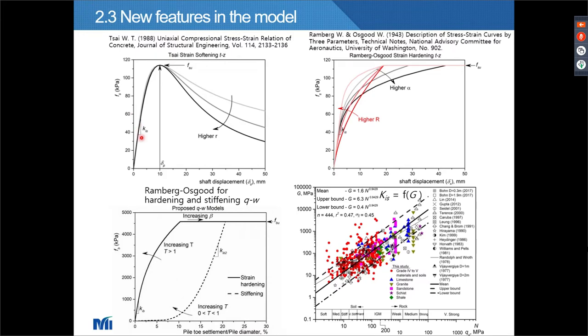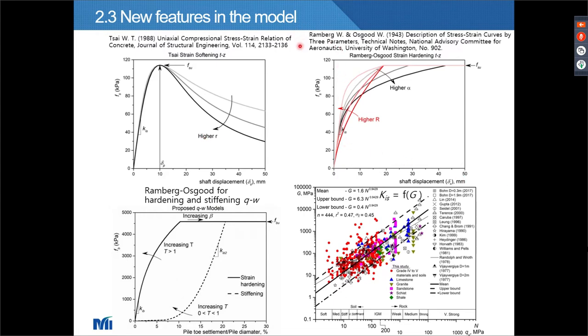The Chang equation, which was originally used to model the stress-strain behavior of concrete, was adapted to model the softening t-z curve. The input parameters are ultimate shaft resistance and the corresponding shaft displacement. Kis is the initial stiffness of the t-z curve, which is a function of the shear modulus of the surrounding soils, and a constant R, which controls the degree of softening.